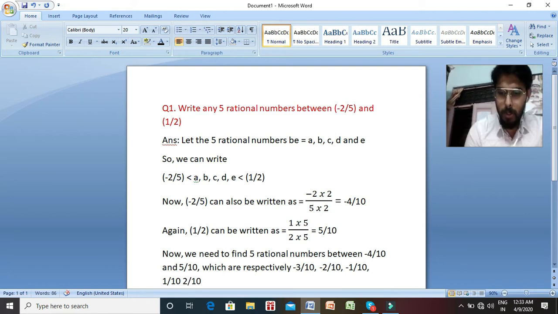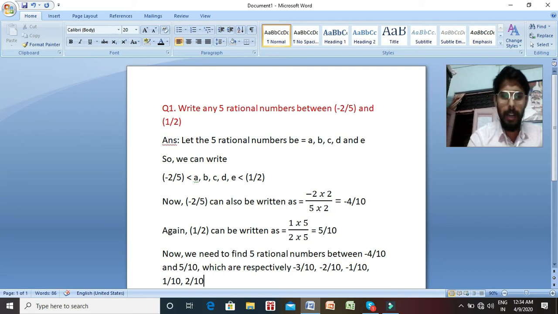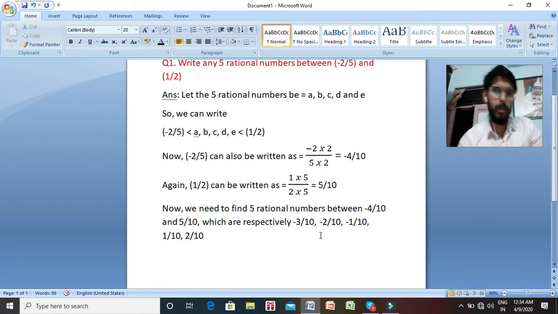Okay, so these are the 5 rational numbers. We can in fact write 3 by 10, 4 by 10, so these are also options, right? So these are the 5 rational numbers that we need to find out. So that is the answer to your very first question. I hope that is clear to you guys. Let us now quickly move on to the next question.